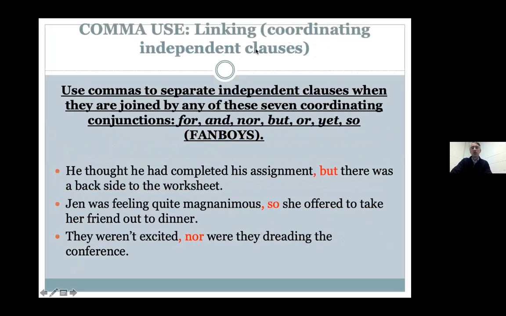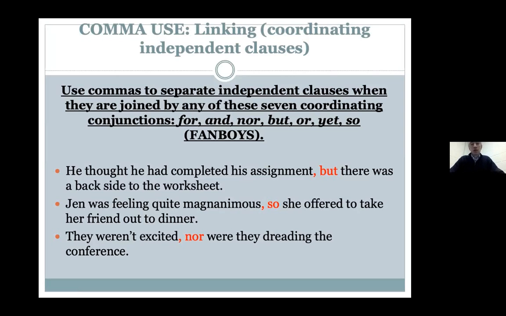Okay. Now the second way is where we have two independent clauses. So in this case, you have two really what could be complete sentences, but you want to combine them and maybe show the relationship between those things. And the key here is that we use a comma, but then after the comma, we use a coordinating conjunction.